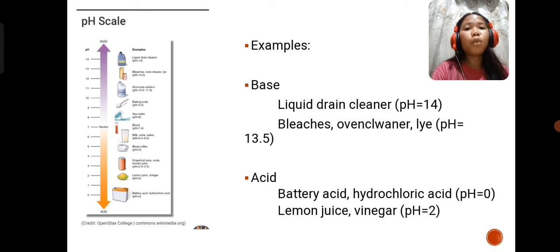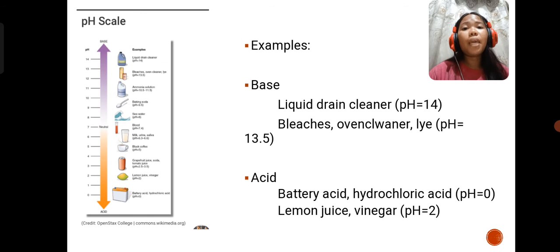And then the examples, if you cannot see them: examples of base are liquid drain cleaner with a pH of 14, and bleach and oven cleaner with a pH of 13.5. As acids, there are battery acid and hydrochloric acid with a pH of 0, and lemon juice and vinegar with a pH of 2.